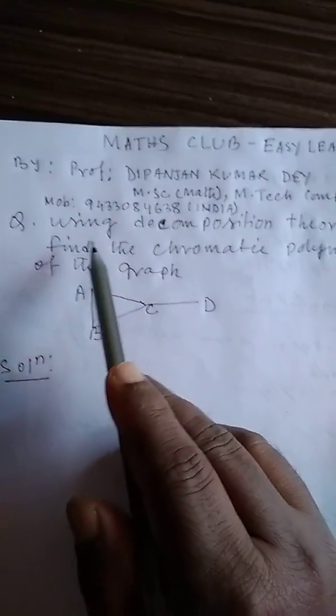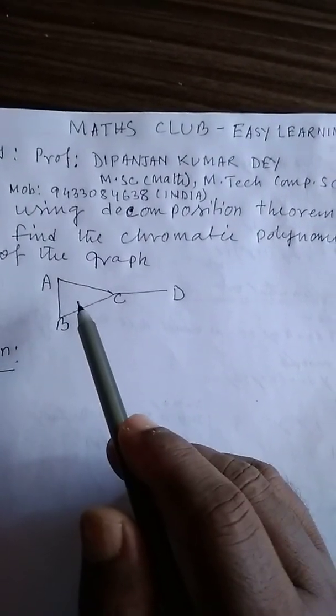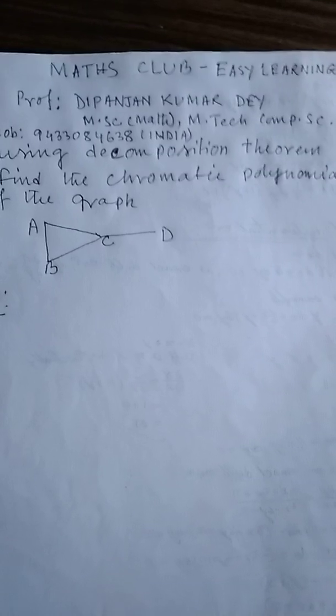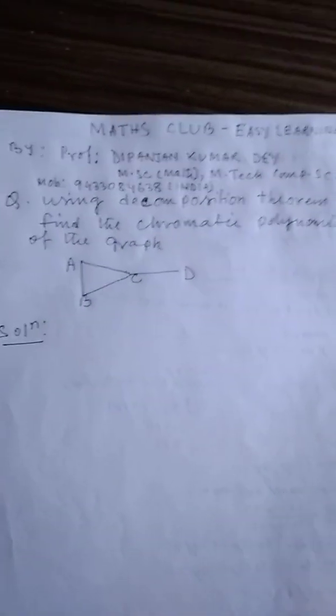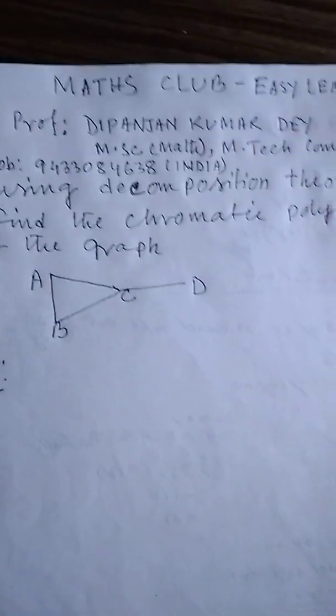Very important topic. So I have taken a problem: find the chromatic polynomial of the graph. This graph is given, using decomposition theorem. So how to apply decomposition theorem? We know with the help of decomposition theorem, we can find the chromatic polynomial and chromatic number of a graph.